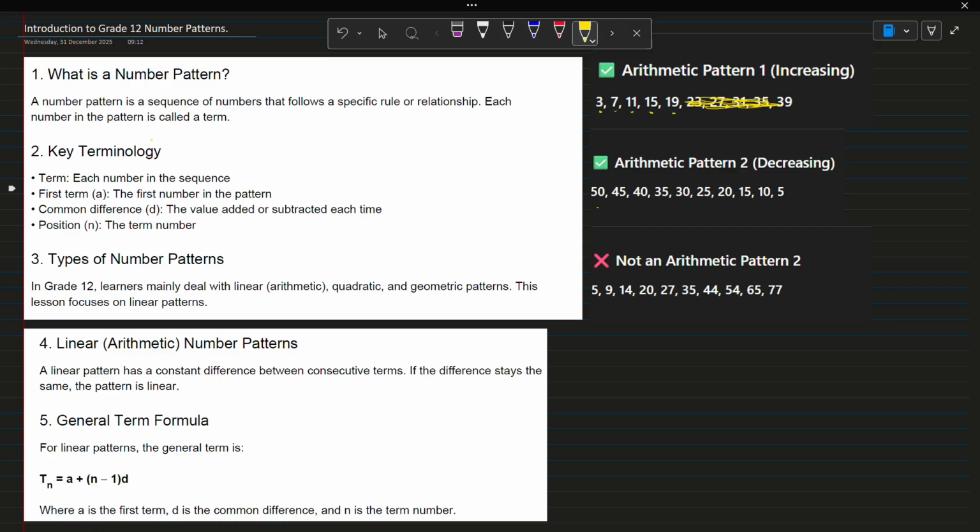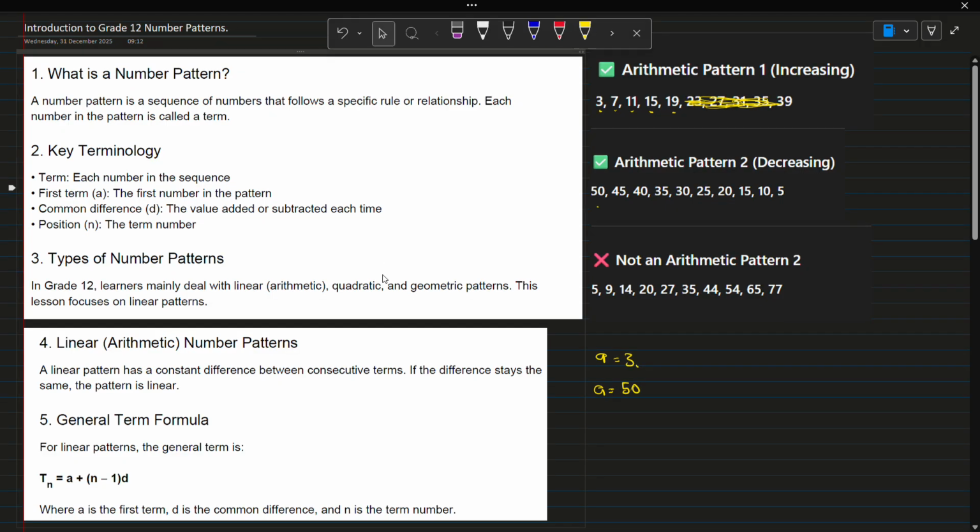So we're going to look at the key terminology, things that you need to know in order to tackle problems related to the arithmetic number pattern. Each number in the sequence is called a term. Then the first number is the A. A represents where the pattern starts. If we look at the first pattern, A will be 3, because the pattern starts at 3. In the second pattern, our A will be 50. You need to know that A is always where the pattern starts.